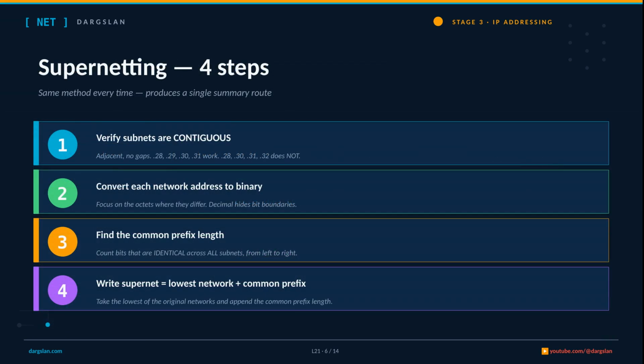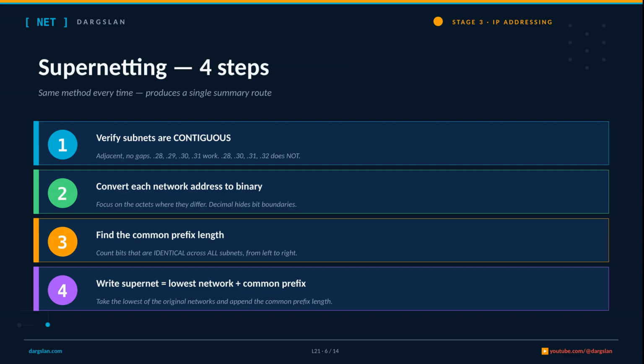Now let's formalize that into a repeatable recipe. The same 4 steps will work every time. First, confirm your subnets are truly contiguous. 28, 29, 30, 31 are adjacent and will summarize cleanly, but skip one and the math falls apart.